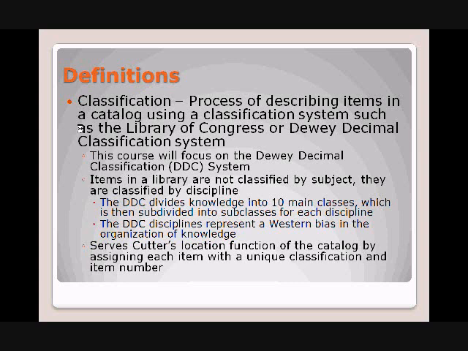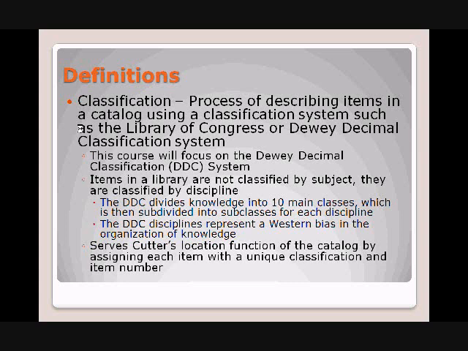Classification, what is classification? Classification is the process of describing items in a catalog using a classification system such as the Library of Congress or the Dewey Decimal Classification. This course will focus on the Dewey Decimal Classification System because this is the system that is used in most schools and public libraries. Items in a library are not classified per se by subject.